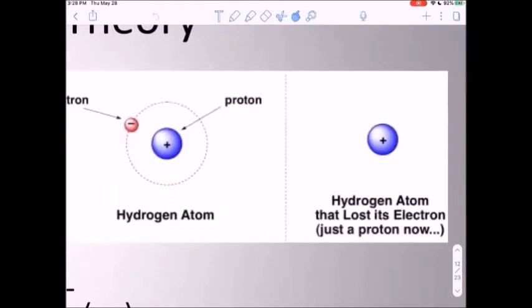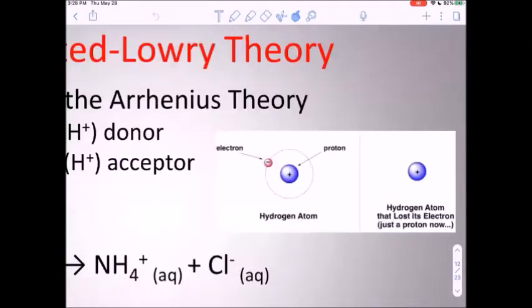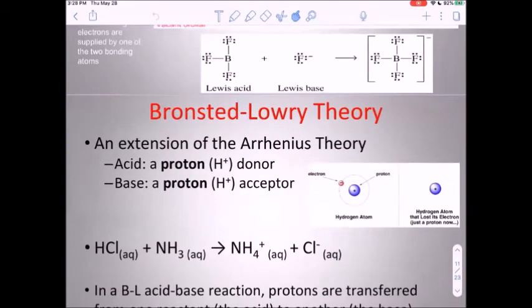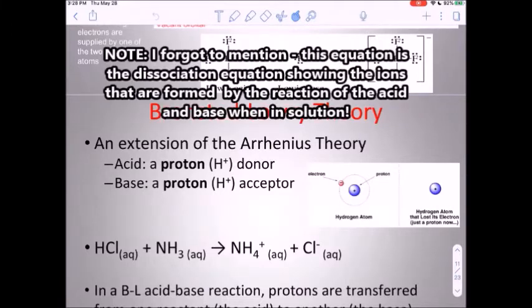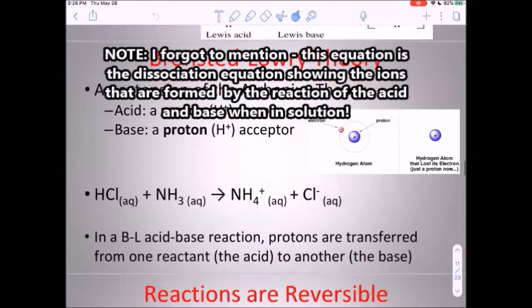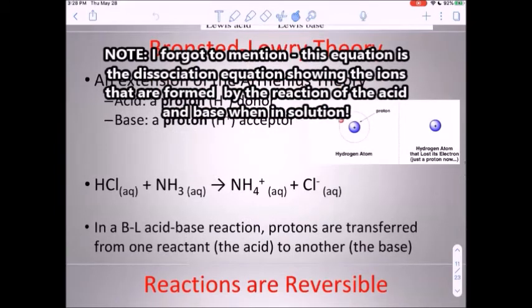So it lost the electron, it has one proton. So H plus is essentially a proton. So when we're talking about something being a proton donor or a proton acceptor, we mean a hydrogen that's lost its electron. So it's accepting or donating that hydrogen atom that is just a proton. So in this theory, what happens is the acid gives its proton to the base.